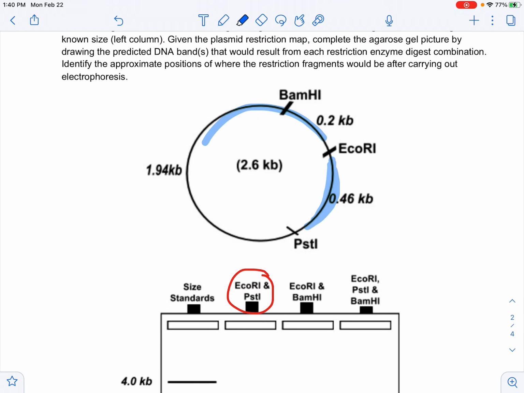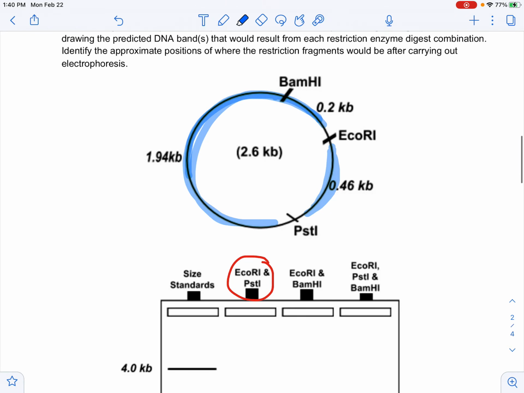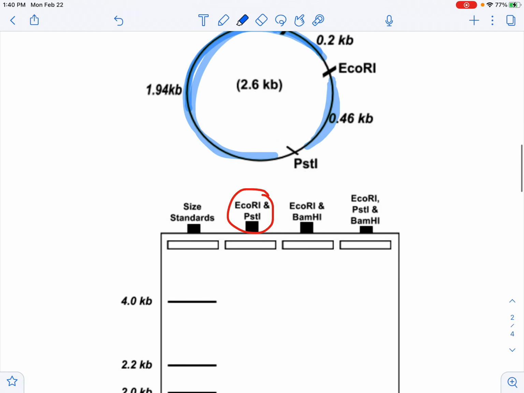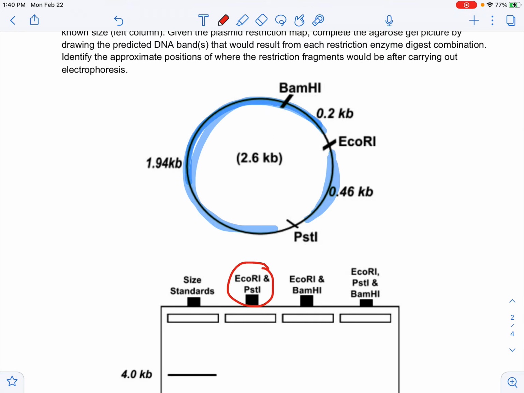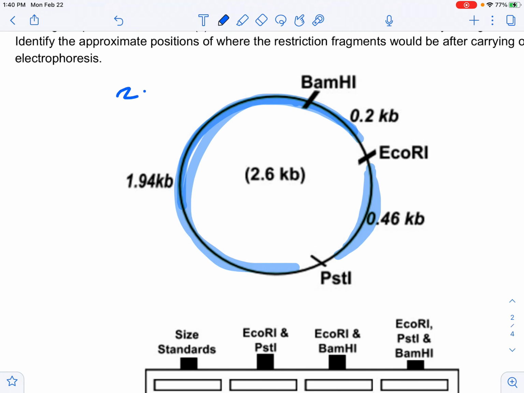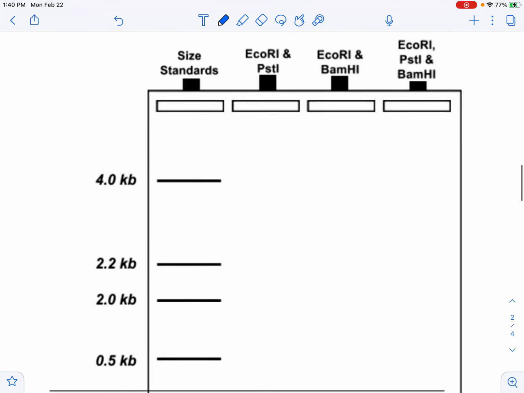And then we would end up with a fragment that would be here, because BamH1 isn't going to be used in this first one. So it would be 1.94 plus 0.2, which would be 2.14. So we'd end up with a 2.14 section, and let me write that. That would be a 2.14, right? And then a 0.46 section. So let's go ahead and look at our gel.